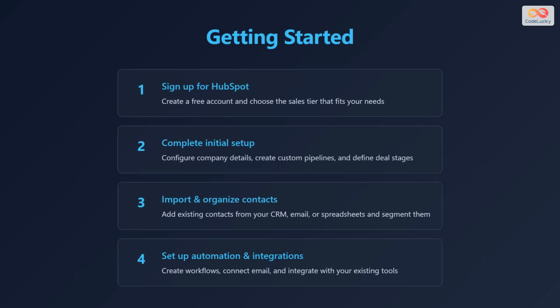Here's your 4-step roadmap to get started. Step 1, sign up for HubSpot. Create a free account and select the sales tier that matches your current needs. You can always upgrade as you grow. Step 2, complete initial setup. Configure your company details, create custom pipelines that match your sales process, and define your deal stages.